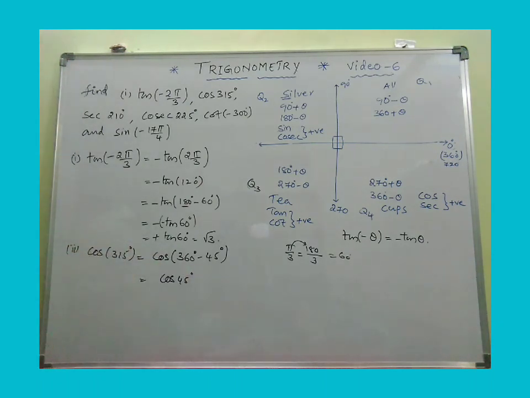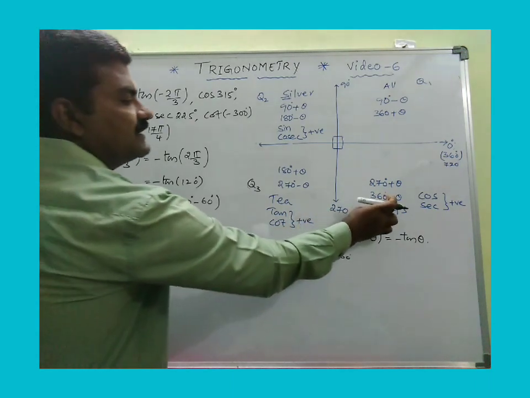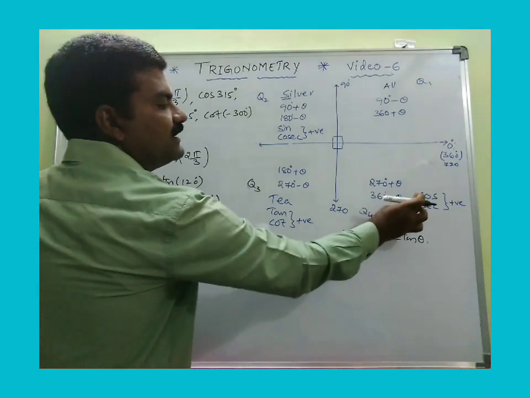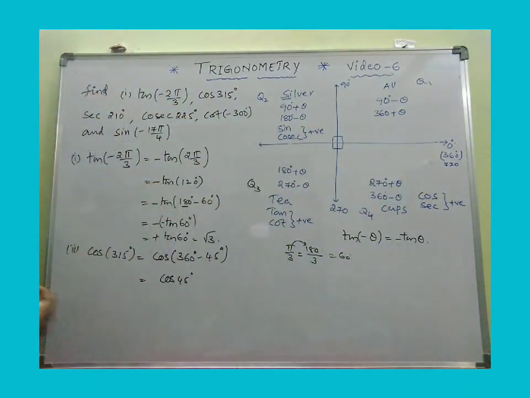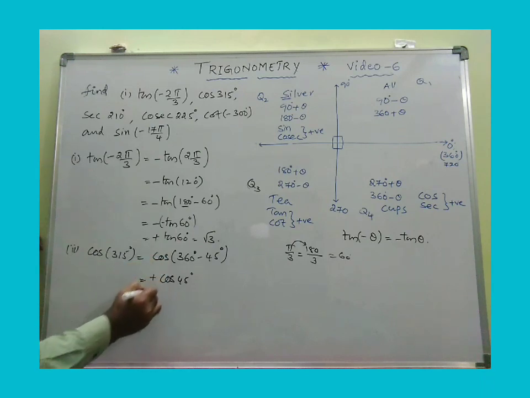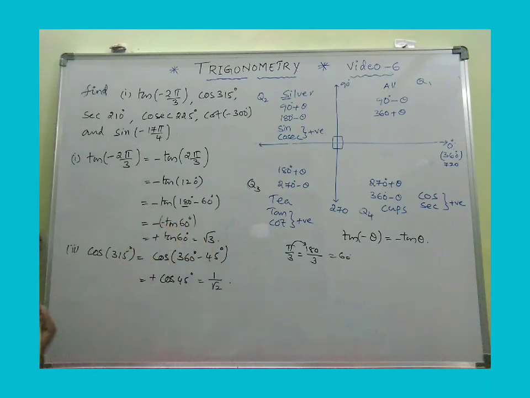Now question number 2: whether it is positive or negative. See, this is just like 360 minus theta, so 360 minus theta is in the fourth quadrant. In the fourth quadrant, cos and secant are positive. Of course, here the original function is cos, which is positive, so this is plus cos 45. And you know cos 45 value is 1 by root 2. See how easy it is if you know the concept.